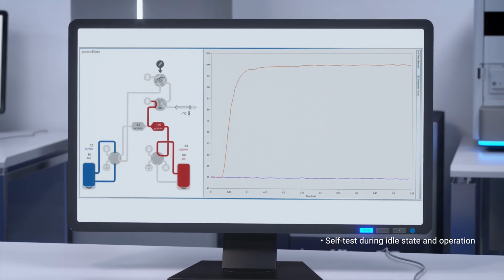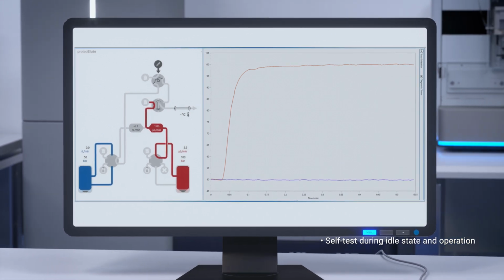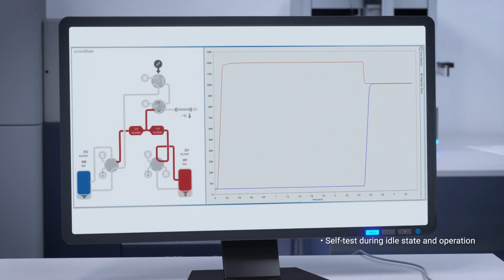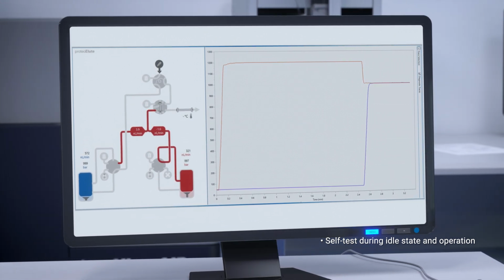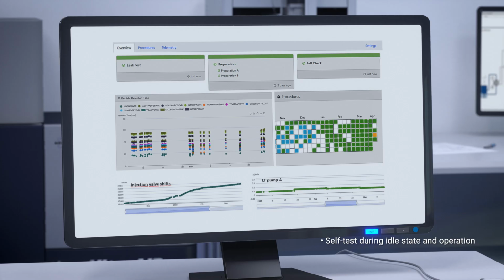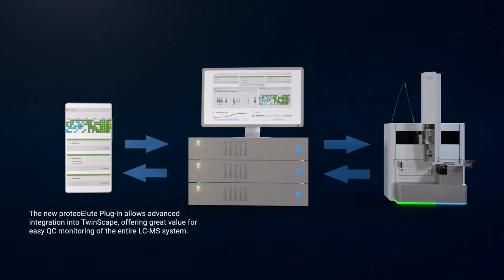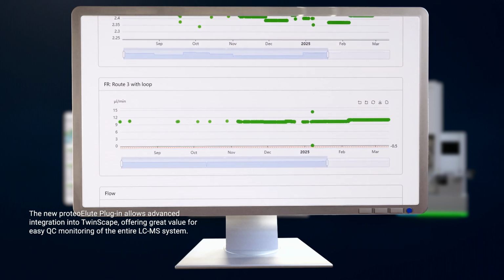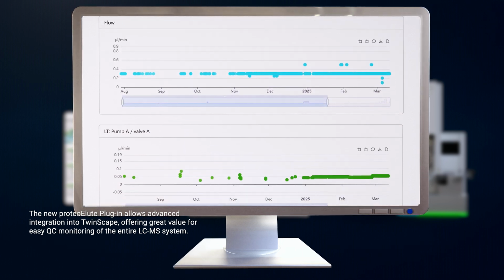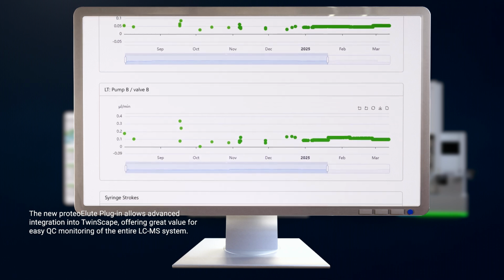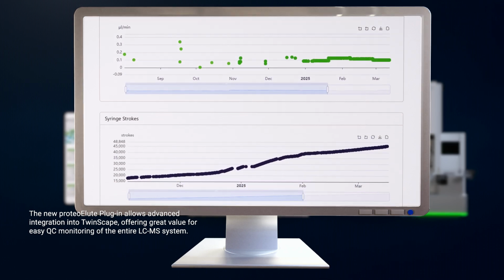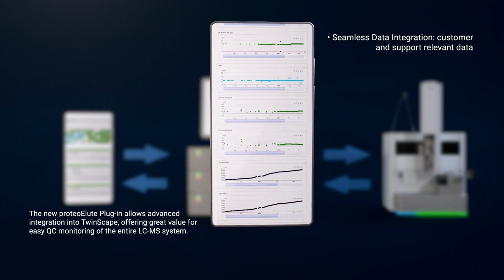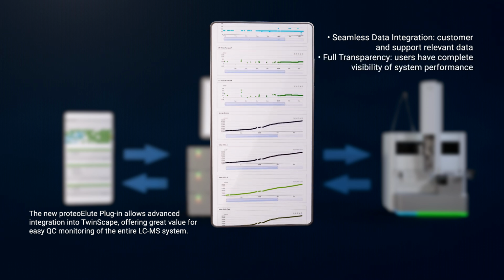Redesigned software workflows allowing for automated diagnostics, including self-test during idle state and operation, for continuous system monitoring and proactive maintenance. TwinScape continuously monitors your LC-MS system's vital parameters, such as pressure stability, flow rates, gradient integrity, and auto-sampler behavior. Access a clear, intuitive system overview anytime, anywhere.